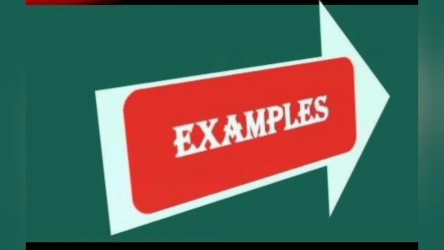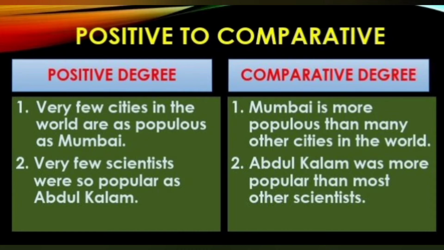Let's go to examples first. Now, positive to comparative, transformation from positive degree to comparative degree. First sentence, very few cities in the world are as populous as Mumbai. So first we have to divide the sentence into 4 parts. First part, very few cities in the world. Second part is the verb, are. Third part, as populous as. Fourth part, Mumbai. Therefore, the fourth part comes to the beginning of the sentence.